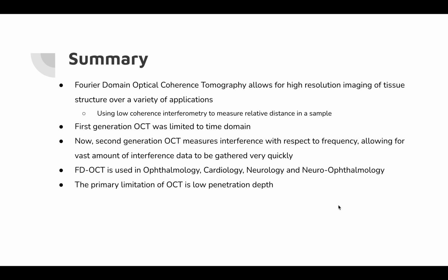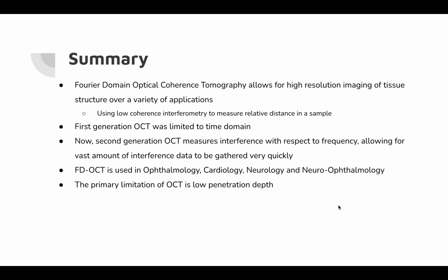In summary, Fourier domain optical coherence tomography allows for high-resolution images of tissue structures over a variety of applications by using low-coherence interferometry to measure relative distances in a sample. First-generation OCT was slow, so second-generation Fourier OCT was introduced to measure interference with respect to frequency, allowing for vast amounts of interference data to be gathered very quickly.